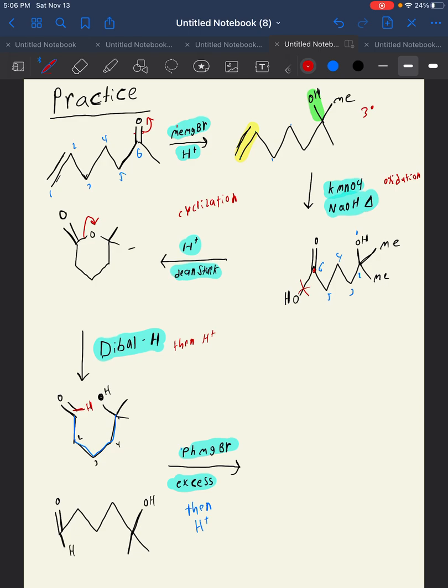Now we have to remember we need this in excess because if we only had one equivalent, the only thing that would happen would be deprotonating the hydrogen, giving this a negative charge. However, since we do have excess PhMgBr, we can actually deprotonate that hydrogen, and then we can actually add on here, giving us this product right here. Now the H's are on there because we do have then H plus. But that is your overall product.